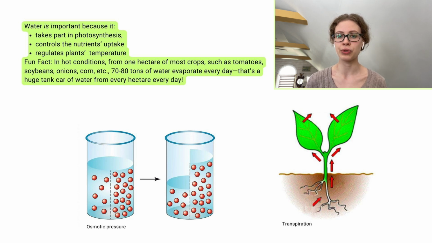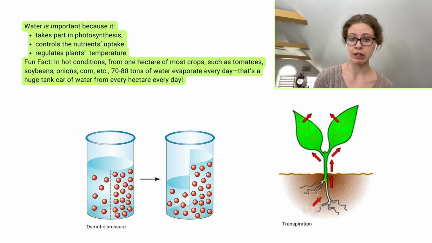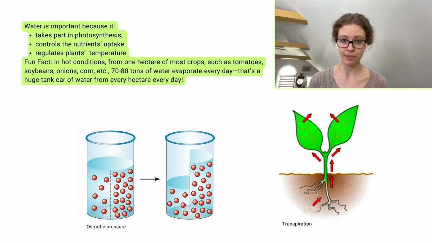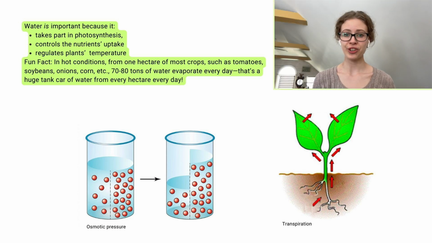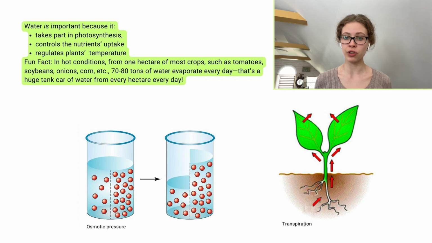So let's look into osmotic pressure a little bit closer for a second. By definition, osmosis is a process where water molecules move from an area of low solute concentration to an area of high solute concentration through a semi-permeable membrane. For our plants, this semi-permeable membrane is their cell membrane. When salt concentration in the soil solution is high, it's really hard for the plant to uptake water because the pressure gradient between the plant's root and soil solution becomes really low.